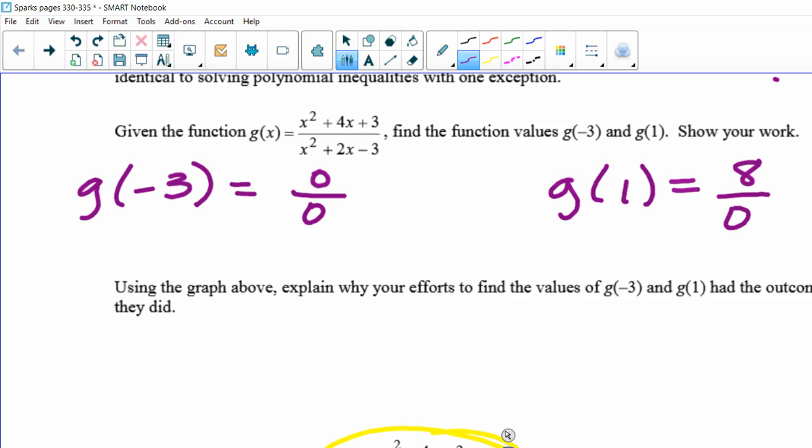At which one of those x values did you have the hole? At negative 3. What did we have at x equals 1? The vertical asymptote. Anytime you do a substitution and you get a non-zero number divided by 0, you're going to have a vertical asymptote. If you get 0 divided by 0, you're going to have a hole.